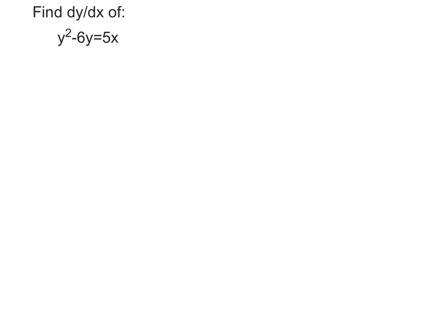Now let's try a couple practice problems. Find dy dx of the equation y squared minus 6y equals 5x. Try to solve it first on your own. Did you solve it? To find dy dx, first have to differentiate the problem. After differentiating the problem, you would end up with 2y dy dx minus 6 dy dx equals 5. Remember to use dy dx whenever you take the derivative of y.